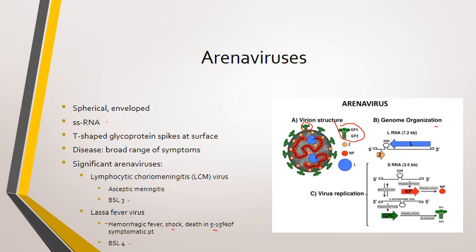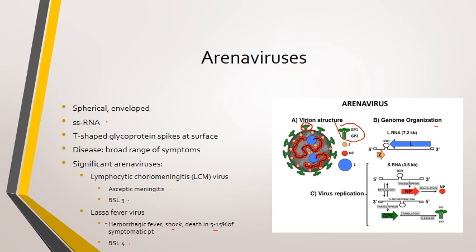The arenaviruses are a little bit more troublesome, not as common, but a little bit more troublesome than the adenoviruses. This is a spherical virus and it is enveloped, so it has a little bit more protection against your immune system. It's also single-stranded RNA, so completely different from the adenoviruses. And it has these little, if you look at the structure here, the little cartoon, these little T-shaped glycoprotein spikes at the surface. Those are the glycoproteins that your immune system is going to recognize and target the immune response against.